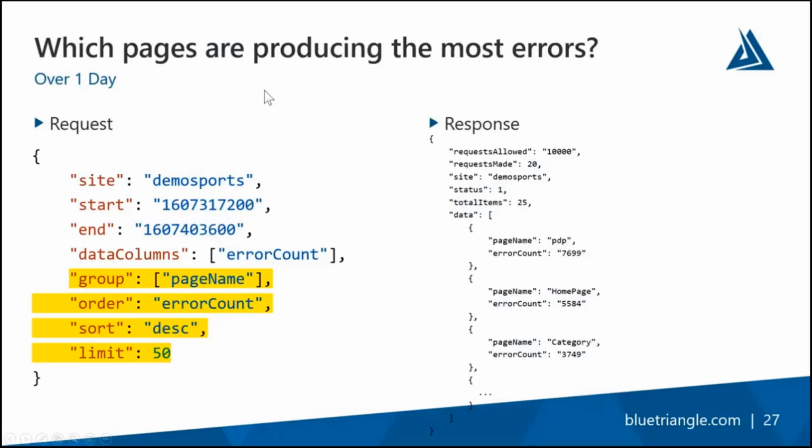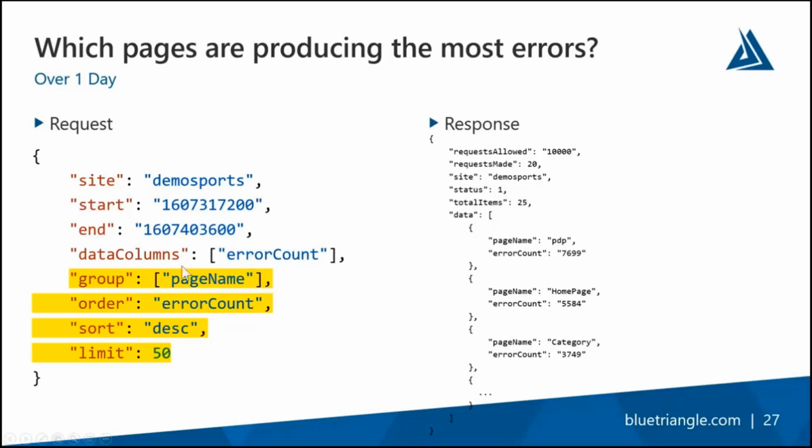Okay, so what does this look like? We're going to start, as always, with our required parameters. The data column here is just going to be error count. If you're going to be grouping by something, you don't need to also specify that in the data columns. You may be tempted to specify page name in the data columns, because data columns are really what you put in the select clause of an SQL query. So it might make sense for you to do that, but you don't need to if you're going to be grouping by that particular parameter.